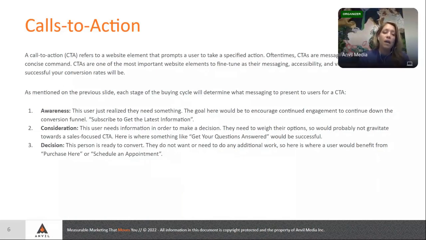So we want to be a little bit more aware in terms of how we can get their needs met. And then the third stage, decision, this is when the user is finally ready to convert. They're finally ready to make that desired action. They don't want to do any additional work. They're not looking to read any more information. So these are the users that are going to benefit from the purchase here, schedule an appointment, those very direct calls to action. So again, thinking about what stage of the buying cycle you are trying to connect with will determine how you ultimately craft your calls to action on your website.